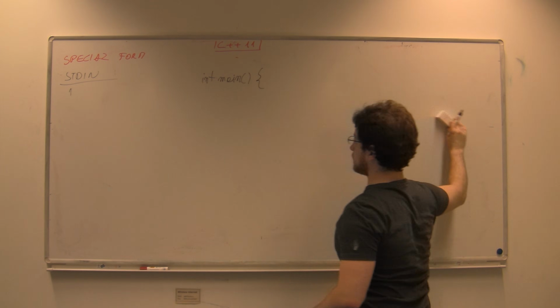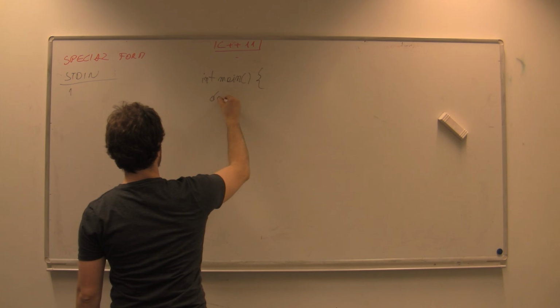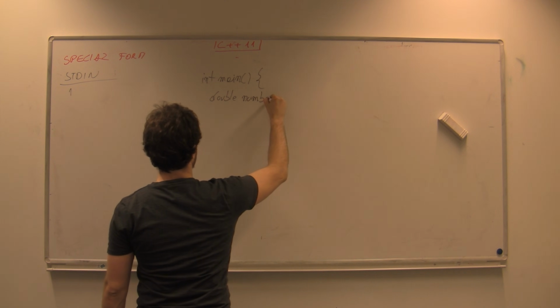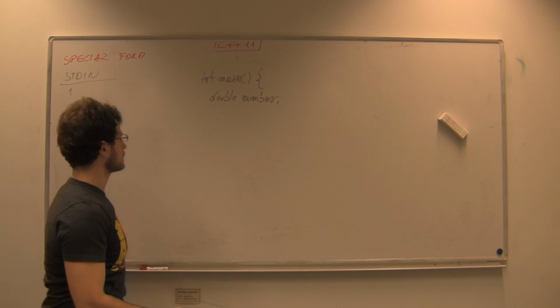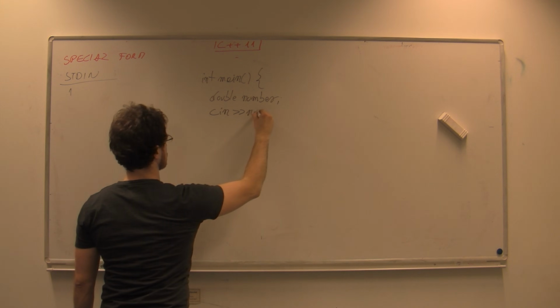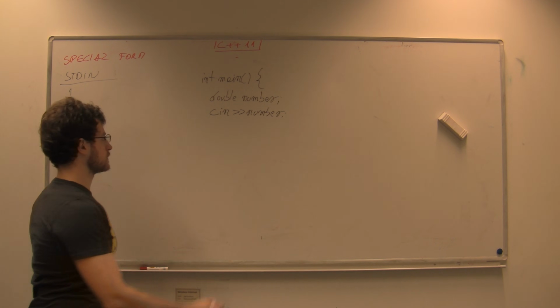We begin with the main function. We will introduce a variable number to store the value from standard input. We will read this value. And then we will perform conditional execution.